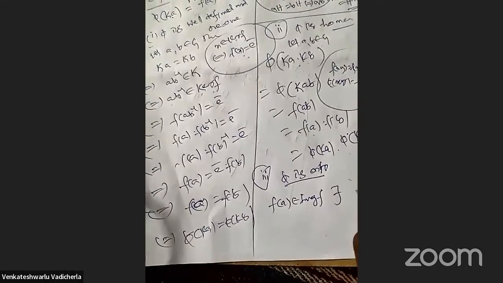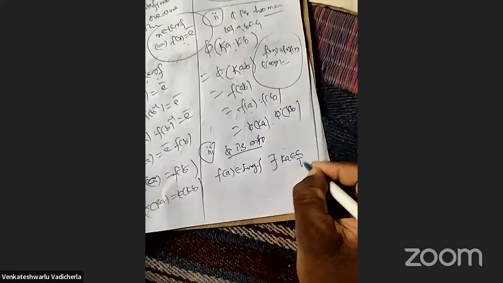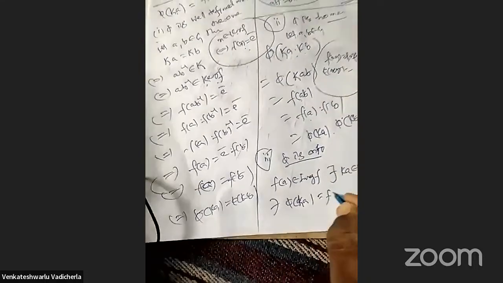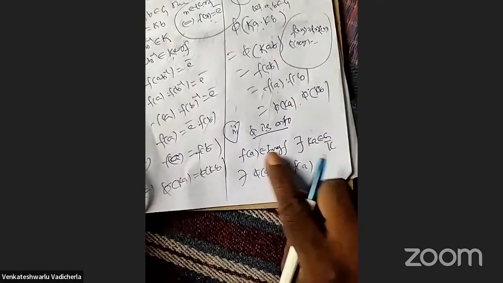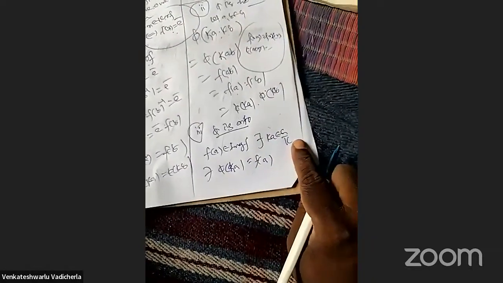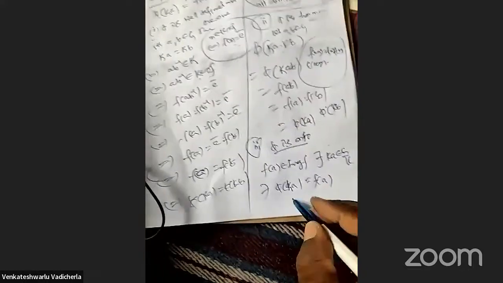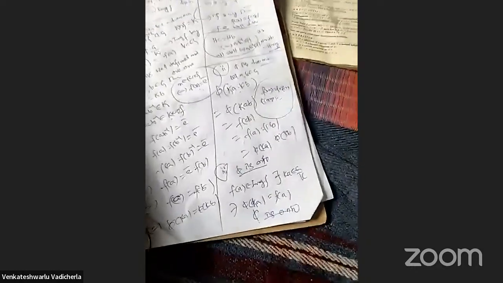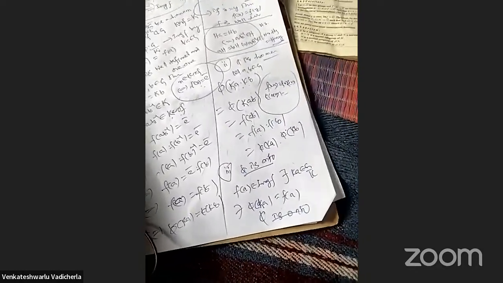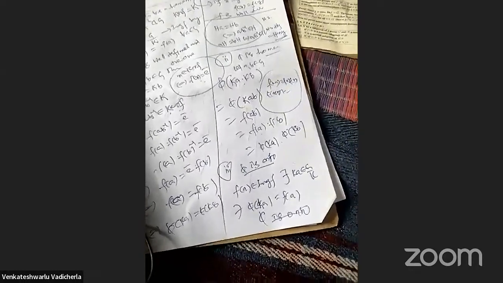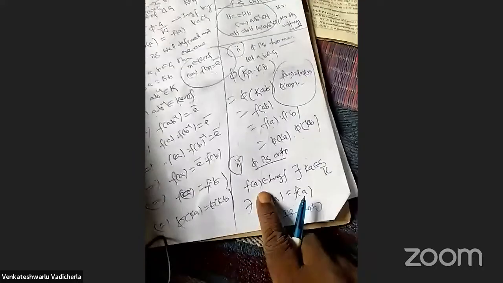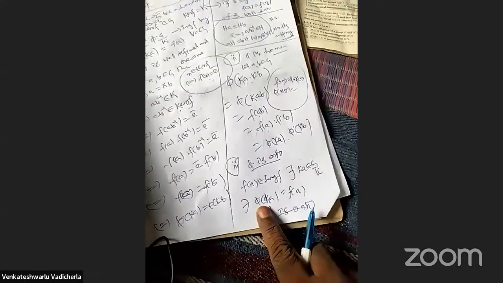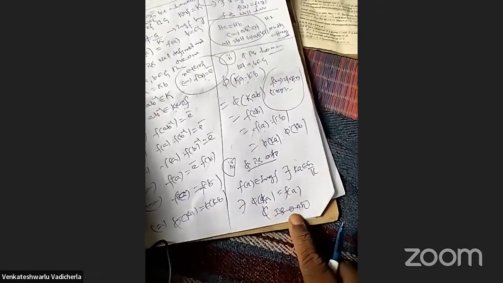The element we have taken, ka, belongs to g by k such that pi of ka is equal to f of a. For some f of a belonging to the image of f, there is ka in g by k with pi of ka equal to f of a. Therefore pi is onto. The onto definition from 9th and 10th class: for some y belongs to b, there exists at least one element x belongs to a such that f of x is equal to f of y, so f is onto.